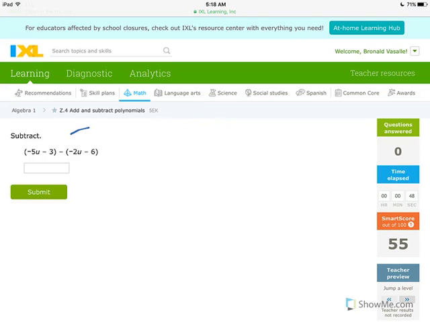This one we have another subtraction, so we need to rewrite it first. So let's go negative 5u minus 3. And again, you're going to minus 2. So if you go minus minus, that's going to be changing it to positive, 2 negatives in a row. So minus 2 is going to make it plus 2u. And again, we have a minus 6, so that's going to make it plus 6.